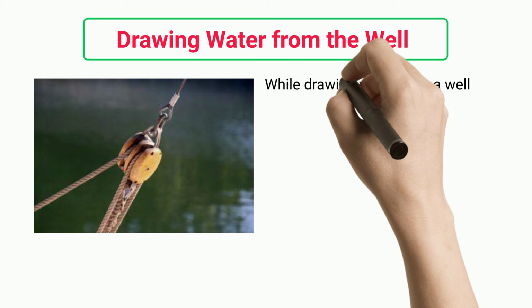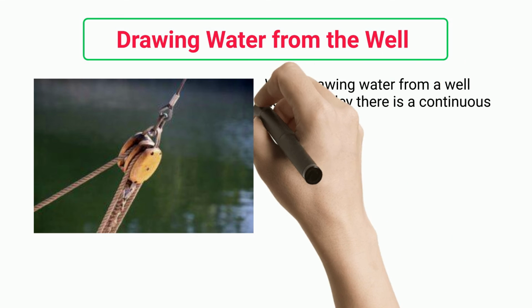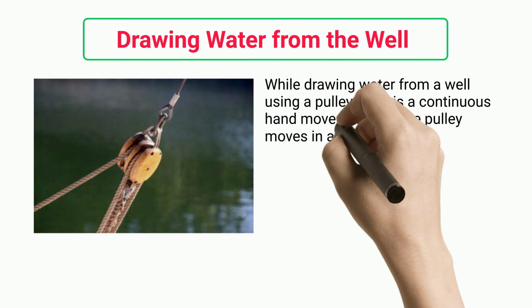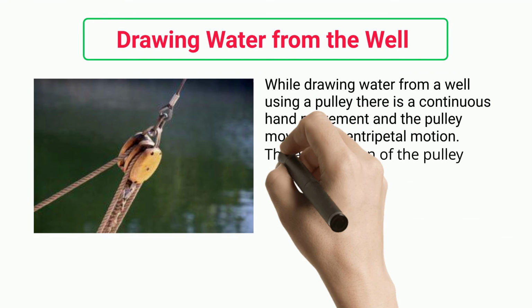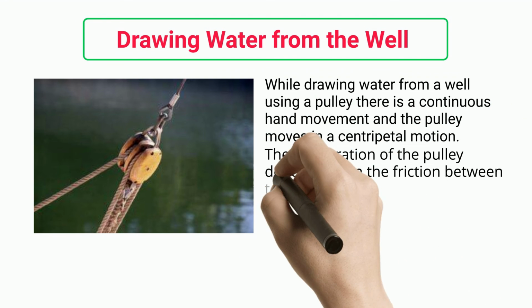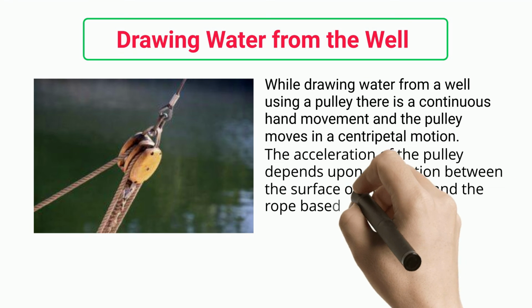Drawing water from the well. While drawing water from a well using a pulley, there is a continuous hand movement and the pulley moves in a centripetal motion. The acceleration of the pulley depends upon the friction between the surface of the pulley and the rope based on the speed of hand motion.